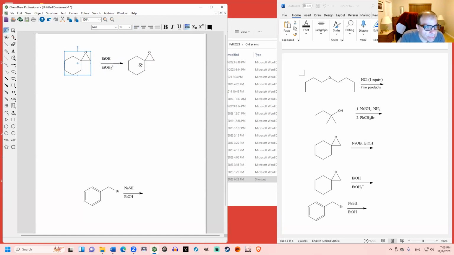And in acidic medium, ring opening of epoxides happens by attack of the alcohol on the more hindered carbon, because there's more of a buildup of a plus charge there. And you'll see that when we do the mechanism. So that's the product that you'd get.